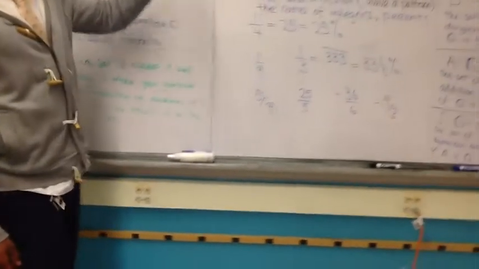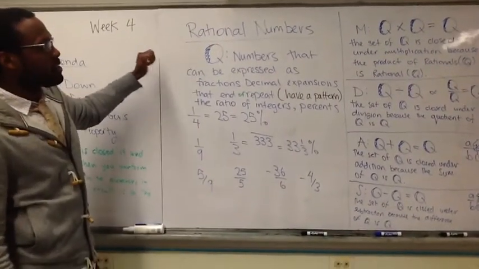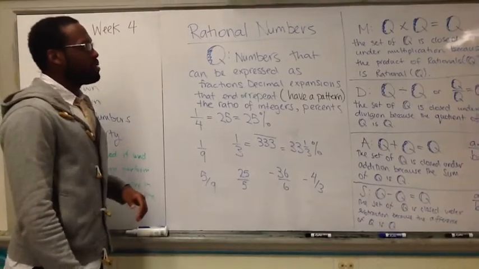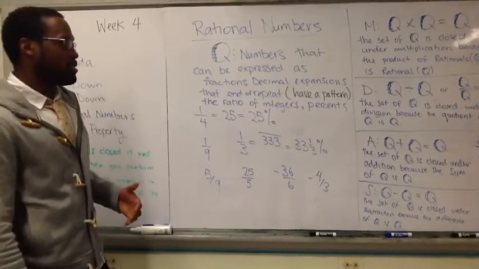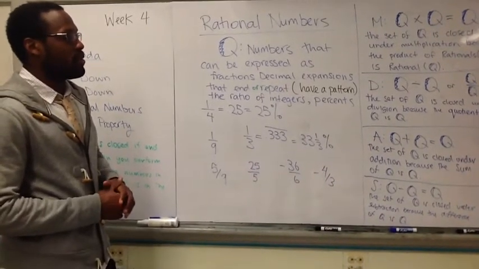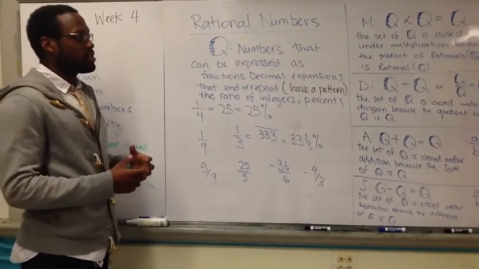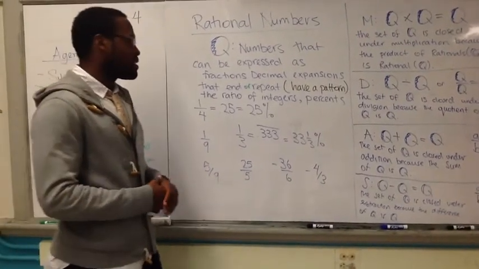So, for the set of rational numbers, which is represented by the symbol Q, we say rational numbers are numbers that can be expressed as fractions, so fractions, decimal expansions that end or repeat, and when I say repeat, I mean have a pattern, the ratio of integers, and percent.